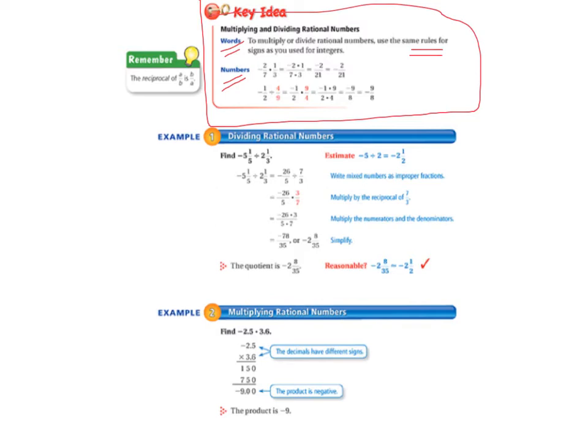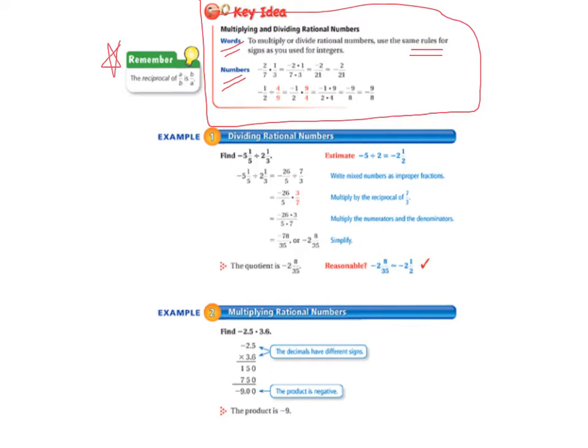And remember, off to the side here it says, remember that the reciprocal of a/b is b/a. So last year you learned that to divide fractions, you take the reciprocal of the right-hand fraction, so that means you just turn that right-hand fraction upside down. Now that you've had a moment to copy everything, we're going to look at example 1, dividing rational numbers.